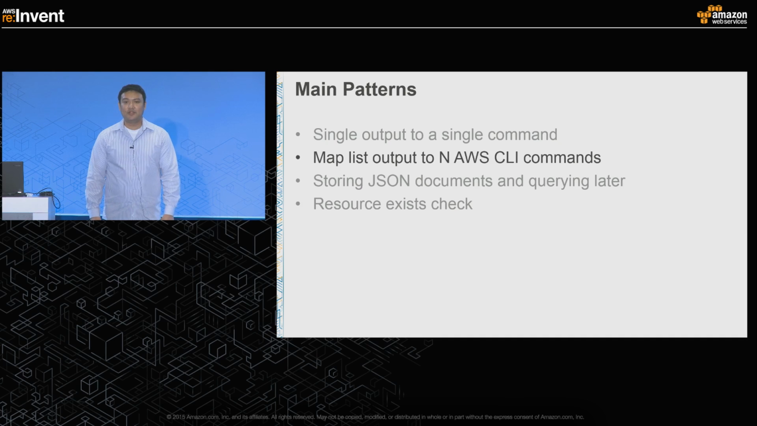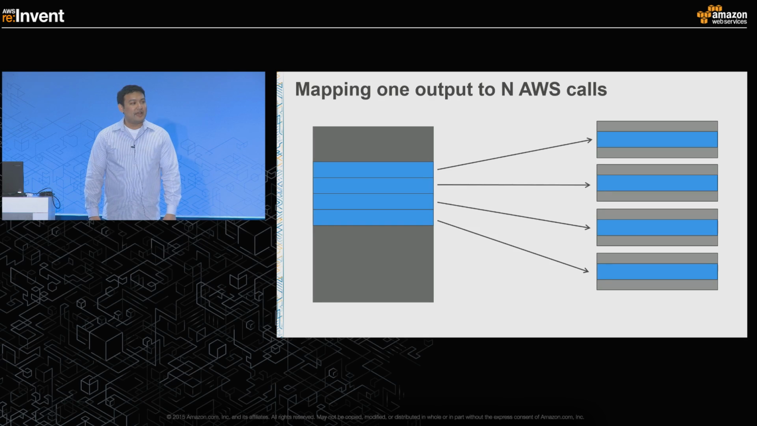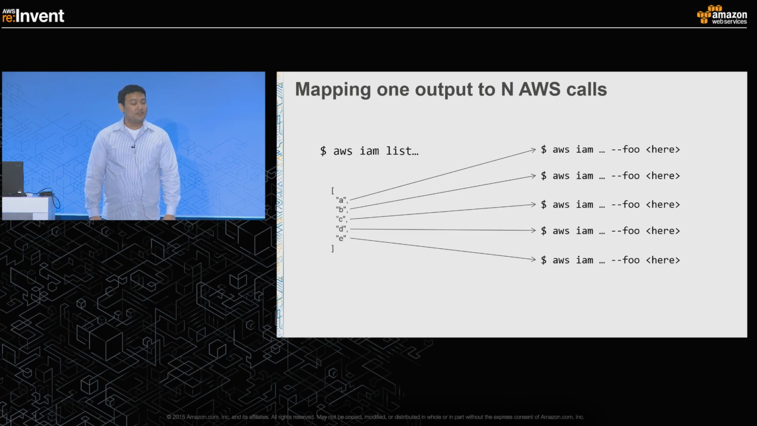Let's move on to something that is a little more involved here. It's where we want to map a list of something in an output to n AWS calls. So again, imagine each of these boxes is an AWS CLI call. And so I might want to do something like list all of my IAM users, and then for each of them, I'm going to call some command, either add policy or delete each of those users.